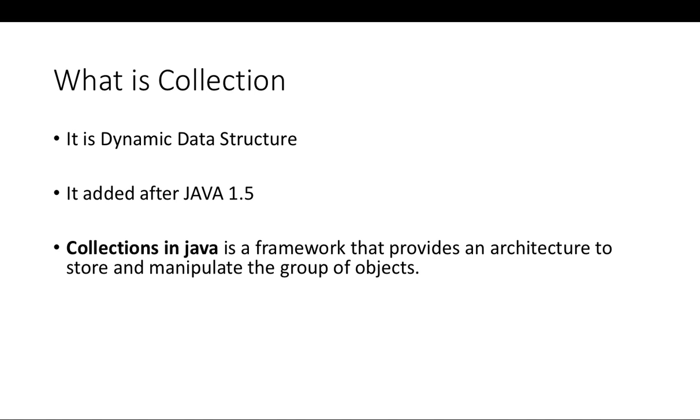So if you ask me for the technical definition, collection in Java is just a framework that will provide you an architecture to store and manipulate a group of objects. Why am I saying a group of objects? When we say objects, you can manipulate or store anything. You don't have to give the data type. By default, collection considers everything as an object. So it is a collection which will provide you an architecture or environment to store and manipulate the group of objects.